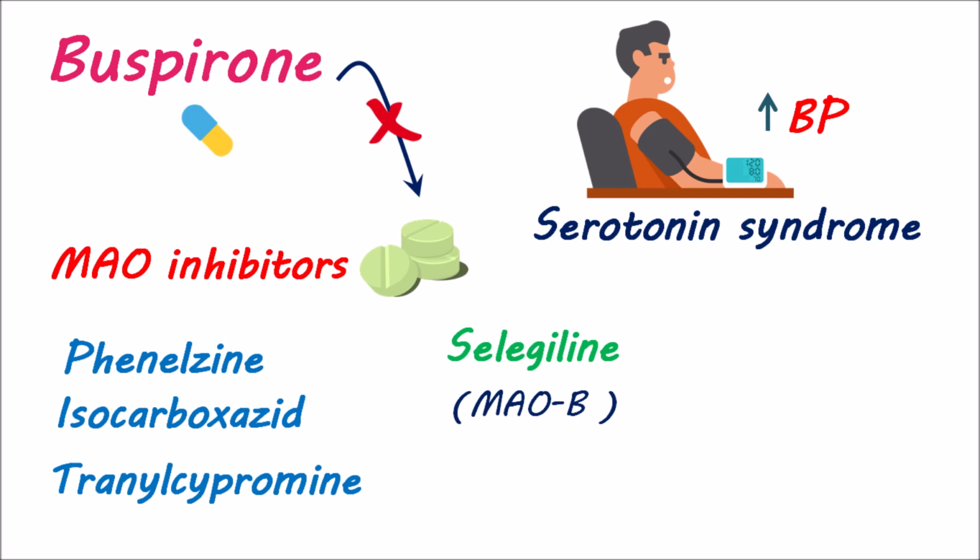Few of the drugs show additional inhibitory activity on the MAO enzyme, so they can also elevate blood pressure when given with buspirone. Linezolid is such a drug that belongs to the category of antibiotics with weak MAO inhibitory activity, so it shouldn't be co-administered with buspirone. Buspirone is mainly metabolized by the CYP3A4 enzyme, and drugs that affect the activity of this enzyme may result in an alteration of plasma buspirone levels.